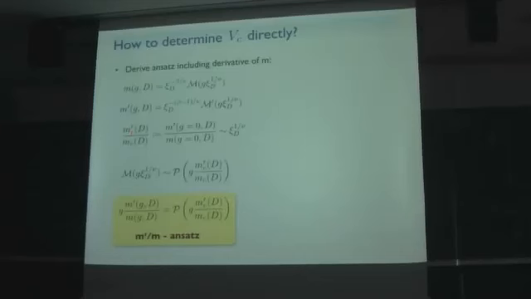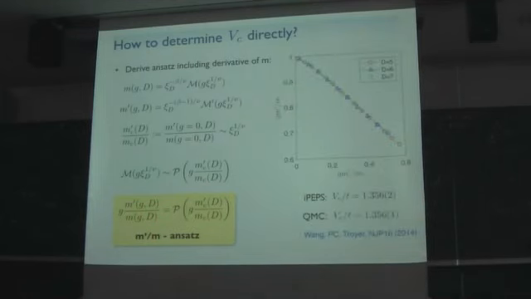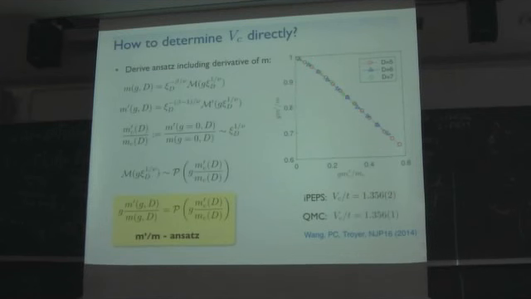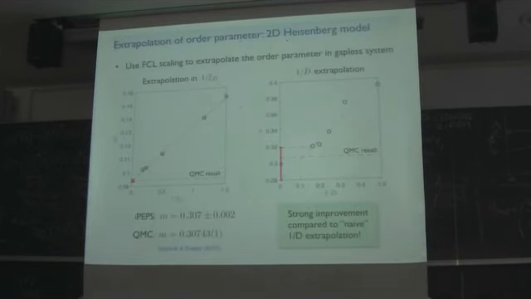We'll not go through the calculation. We call it the M prime M ansatz, where you see this no longer depends on the critical exponents. So we can take this scaling ansatz and try to do a data collapse, and from this, we can determine the critical coupling. I think that's a useful approach in the context of tensor networks because we don't need to compute higher order moments.